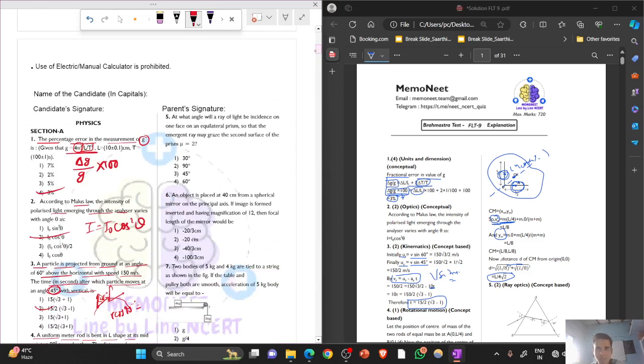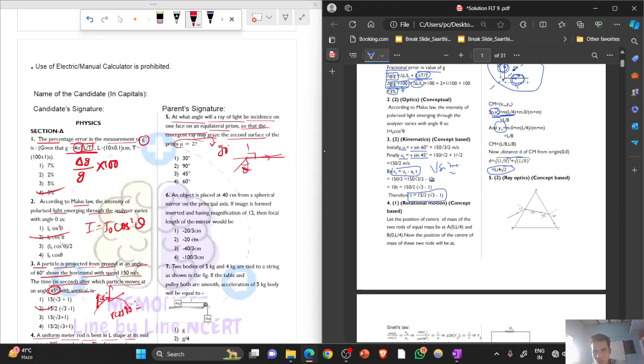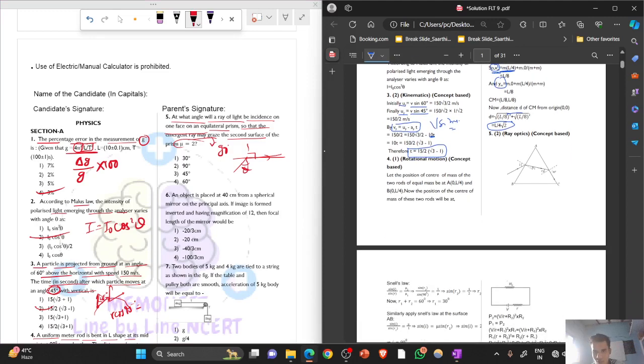Now moving ahead. At what angle will the ray of light be incident on one face of the equilateral prism so that the emergent ray grazes? Okay, it is also grazing. Grazing means making a 90 degree angle with the normal, just like this surface, and moving in this way. So this is the theta for which the ray grazes, just touching the surface out. You just need to use Snell's law and the other equations to solve it out.